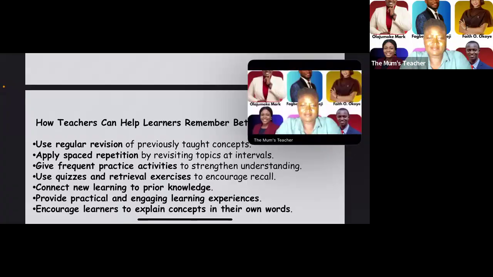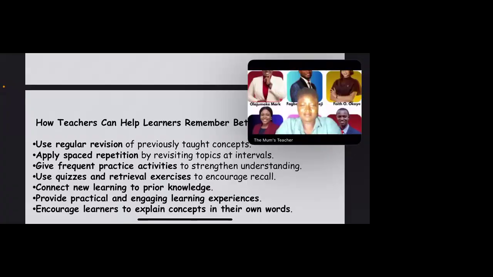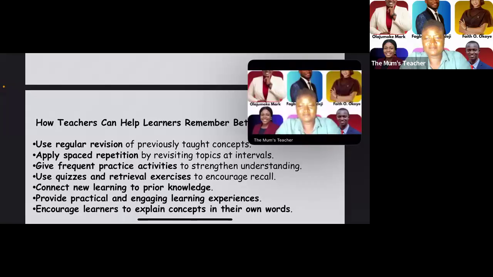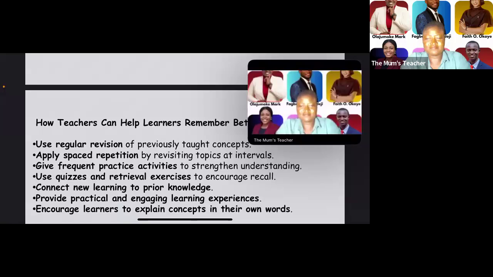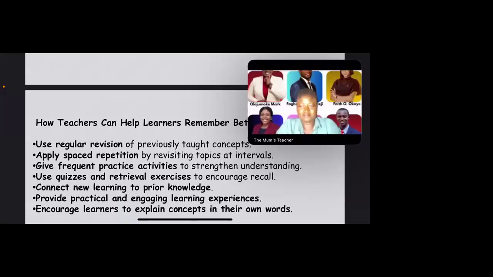Why are you able to remember them? That's because you listen to it over and over and over again when it's rained. So if this knowledge is not repeated, if it is not used often, there is a tendency that these children will forget, especially the ones that find math very boring. Give frequent practice activities to strengthen understanding.